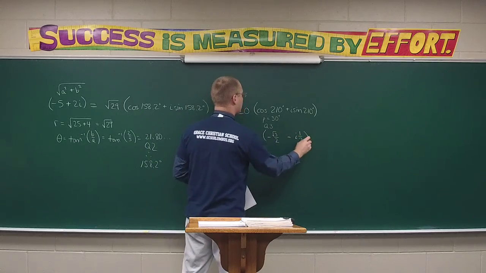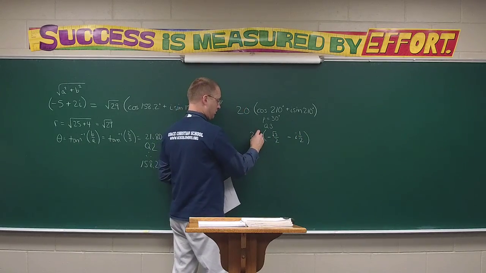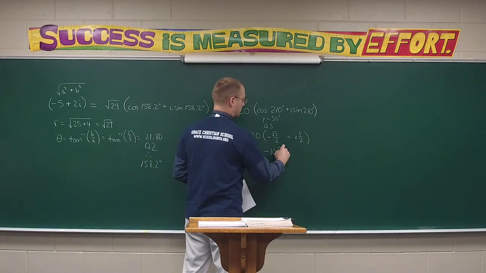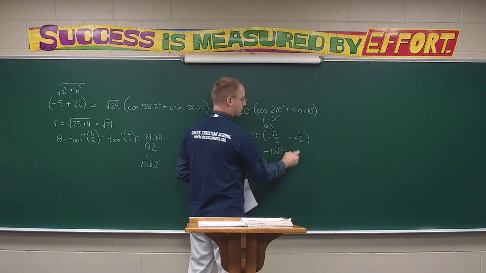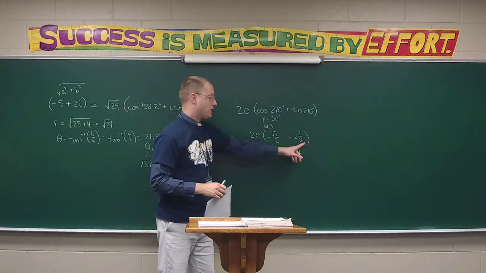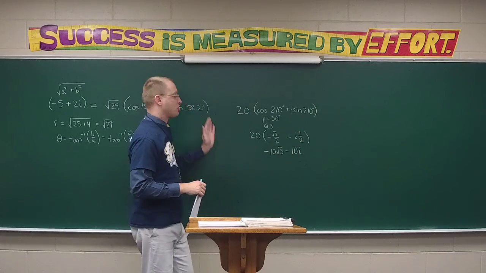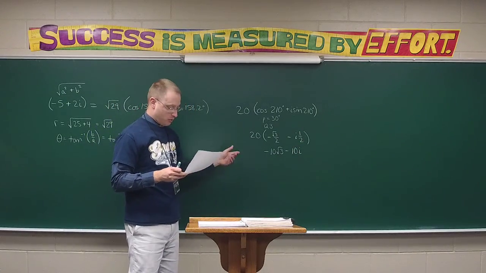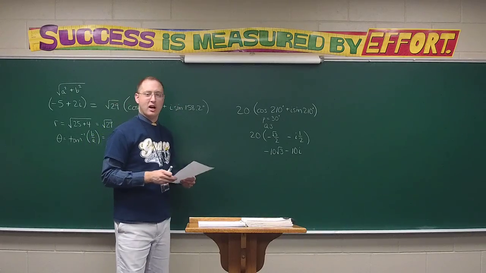Right, and then we distribute the 20 to get? Negative 10 square root of 3 minus 10i over 2. Remember, the 20 and the 2 cancel when you multiply here as well, because you're distributing the 20, multiplied by both of them. How do we do on number 2? Hey, that's right. All right.